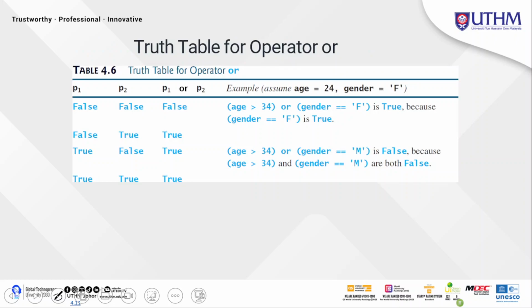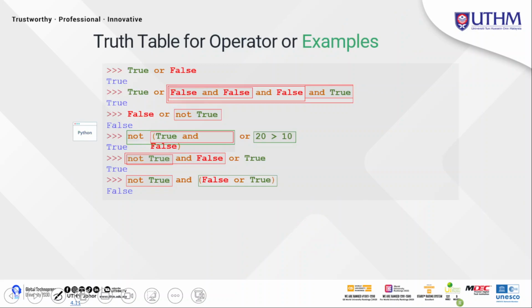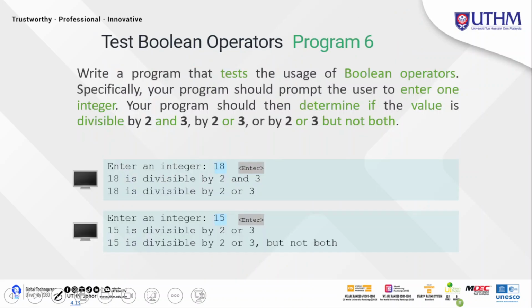Next, we'll go with the OR operator. For the OR operator, if either condition one or condition two is true, that is enough. So false, false gives false. False, true is true, true, false is true, and true, true is true. In this case, we get three true. For the AND operator, we got three false and one true, but for the OR operator, we get three true and one false. That is the difference. These are the examples, and you can go through them.